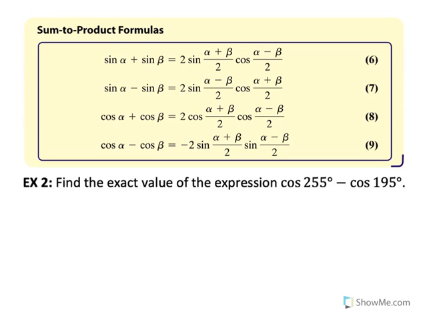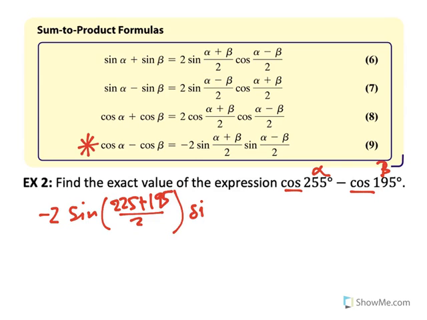Okay, we have our sum to product formula. So again, you have an example. You're going to try to recognize which one this is. We've got cosine minus cosine, so that's this formula here. So we substitute in our formula. So negative 2 sine. This is your alpha. This is your beta. So we have sine of 225 plus 195 over 2, and sine of 225 minus 195 over 2. So I'll just simplify that. When you add and divide by 2, you get 210.